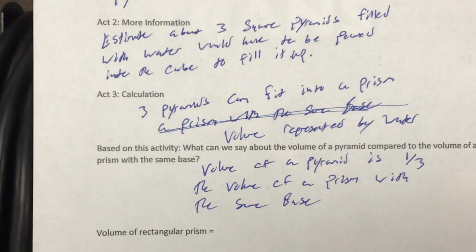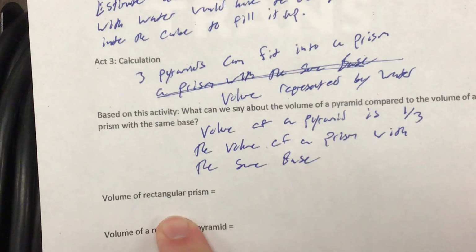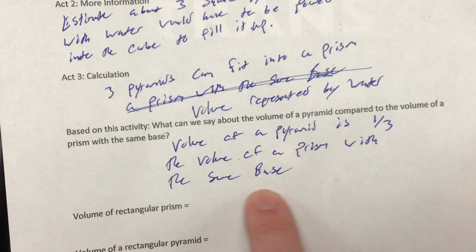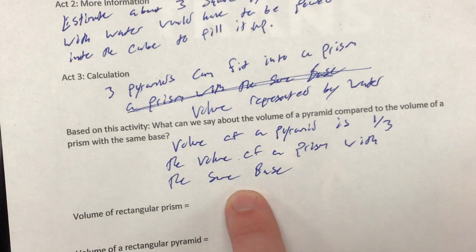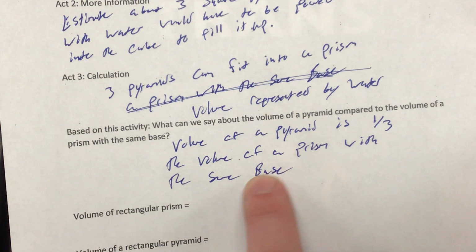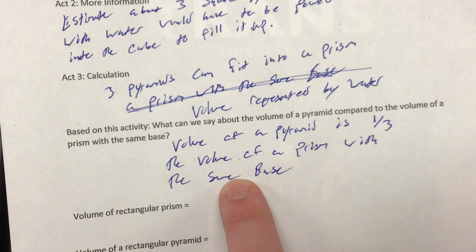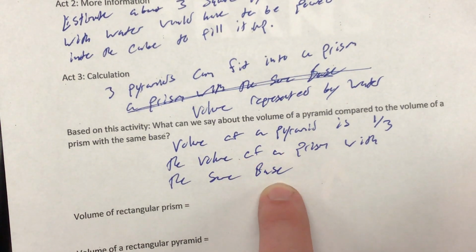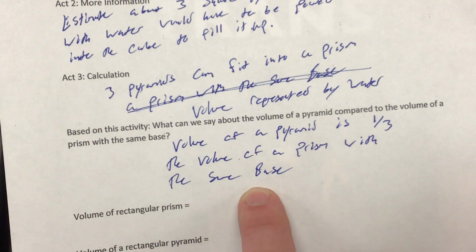What's the last line? The same base. What's the second line? The volume of a prism with the same base. Okay. So the volume of a pyramid is 1/3 the volume of a prism with the same base.